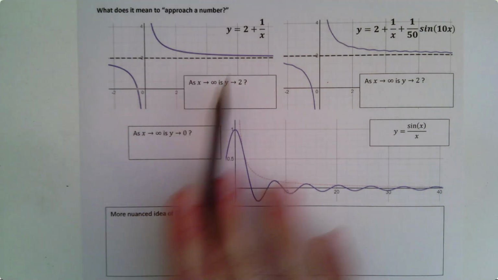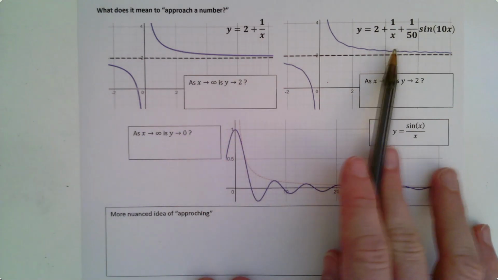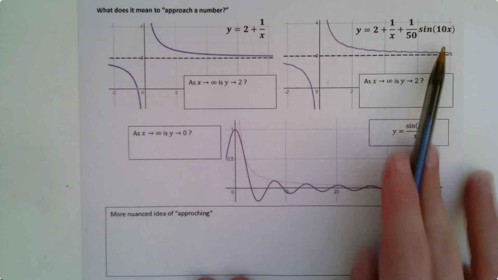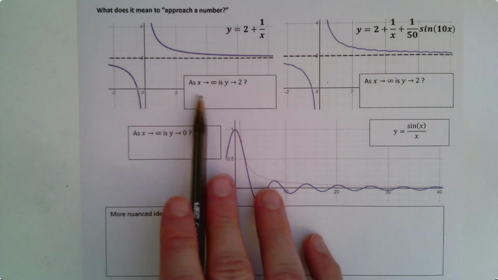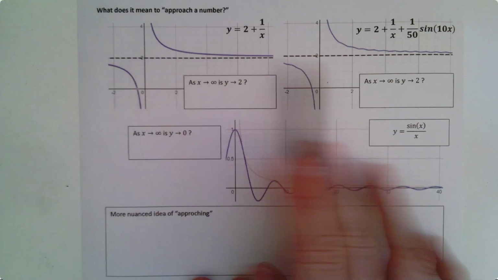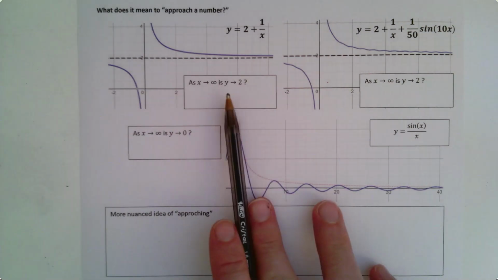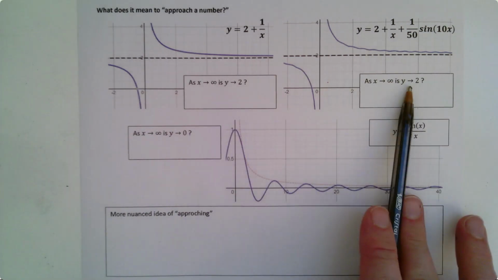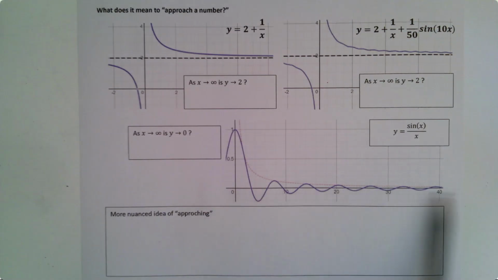So here I've got y equals 2 plus 1 over x. I've got 2 plus 1 over x plus this sine function. And I've got sine x over x. And in each of these cases, I want you to ask yourself, as x approaches infinity, is y approaching a particular number that you would call the horizontal asymptote? So here are the y values getting closer and closer to 2? Here are they getting closer and closer to 2? Here are the y values getting closer and closer to 0? So decide right now, just your own intuition, what you think.